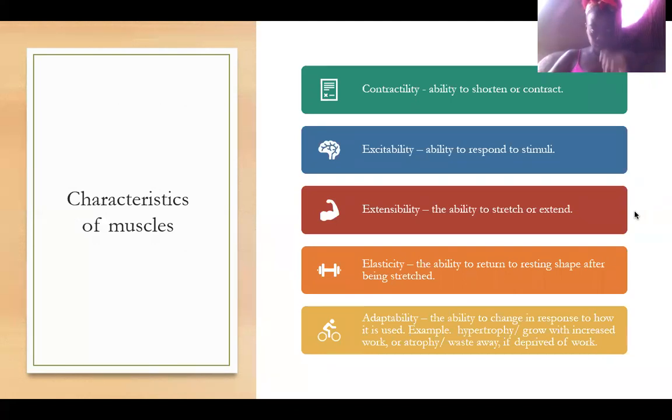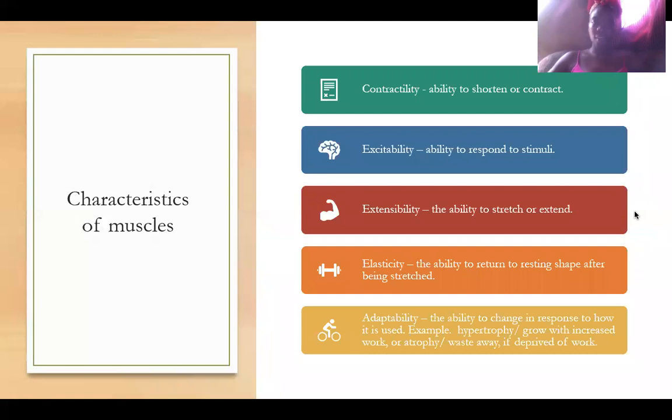For example, if you work out every day, your muscle would grow, not so? But if you don't work out, or let's say you started working out every day for a month and then you stop, what would happen to those muscles? It will atrophy. It would waste away, right? So that is basically what adaptability is. It's the ability to change depending on how often it's used. The ability to change in response to how you use it. Understood? All right.